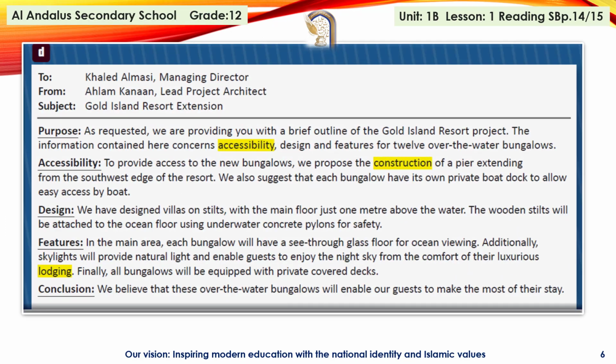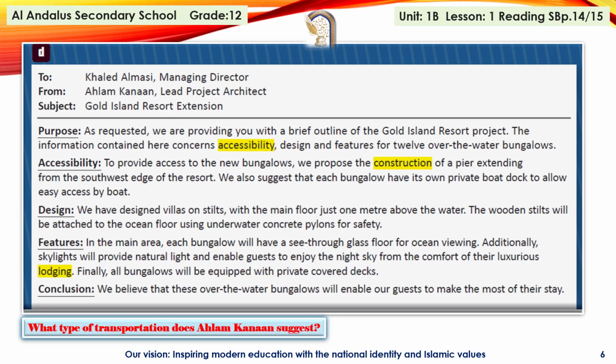This is text D, and I'd like you to please work out the answer for this question. What type of transportation does Ahlam Kanaan suggest? Please refer to the email to work out the answer. That's nice. Of course, Ahlam suggests easy access by boat.